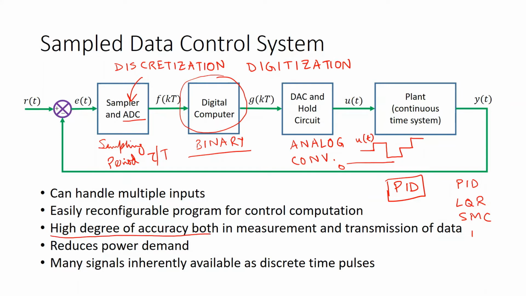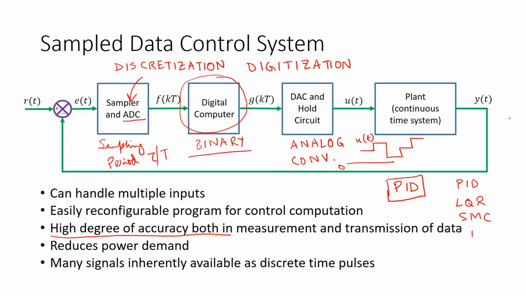High degree of accuracy, this is very important, high degree of accuracy both in measurement and transmission of data. We had discussed in the digital electronics course why we are going for digitization, why we are using binary numbers for computation, why we are not using analog signals for computation, because the analog signals are not accurate. If you are thinking of 5 volts, you will not get exactly 5 volts, you will get something around 5 volts. But if you are thinking of 5 in a binary word, it will always be 5, it will not be anything else. So there is a high degree of accuracy both in measurement and transmission of data also.